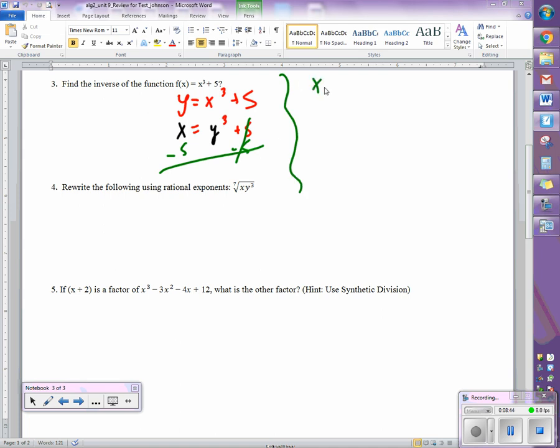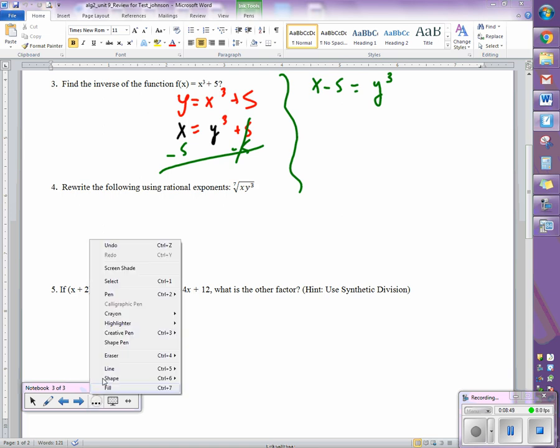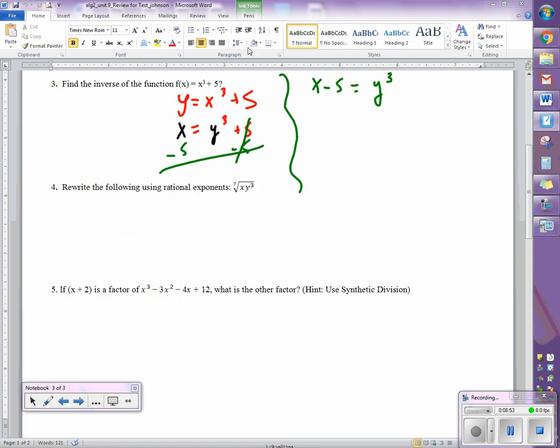So I would have x minus 5 equals y cubed. And then you could either use the cube root or the reciprocal power to cancel the power of 3. I'm going to use the reciprocal power and apply it to both sides to get y by itself, or with the power of 1. That's why you use the reciprocal, so that you have a power of 1.